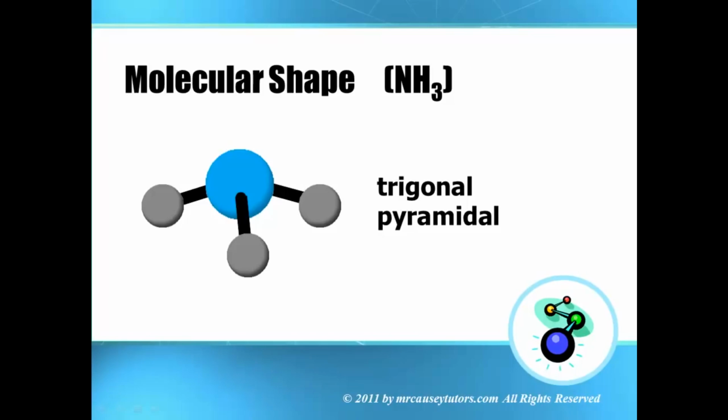When we're looking at electronic shapes, it includes the bonds and the electron pairs. But when we're looking at the molecular shape, all we're interested in is how the atoms and the bonds are arranged around the central atom. So this is a trigonal pyramidal, and we ignore the electron pair in the molecular shape. And the best way to get used to these is to practice.